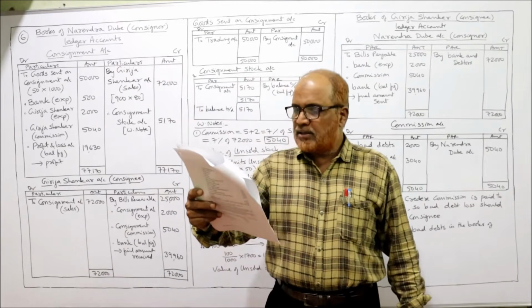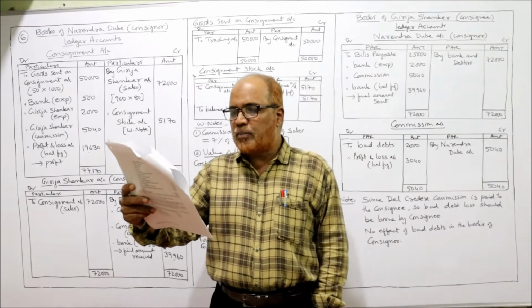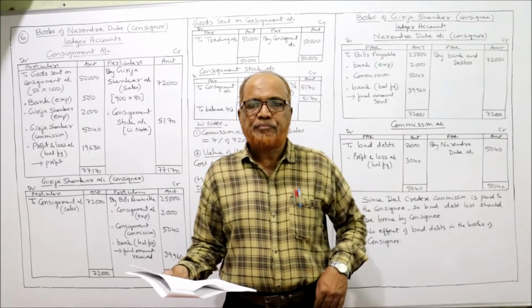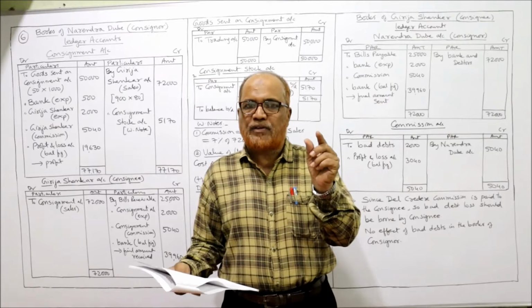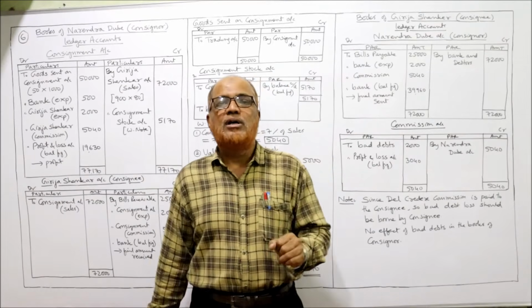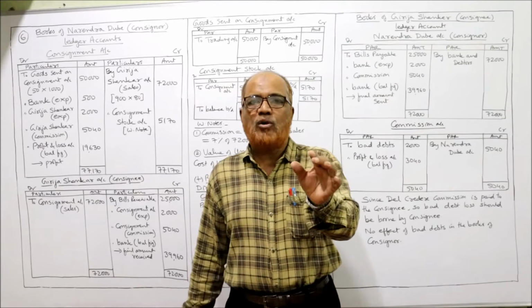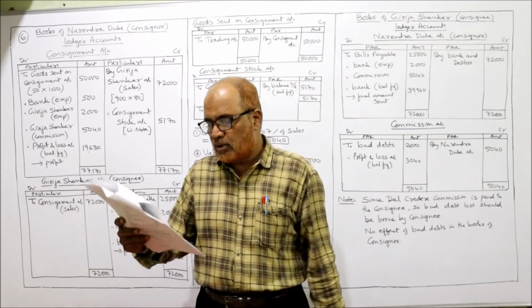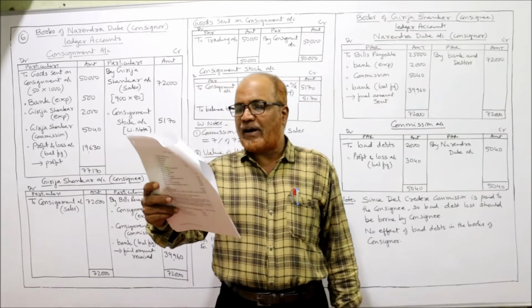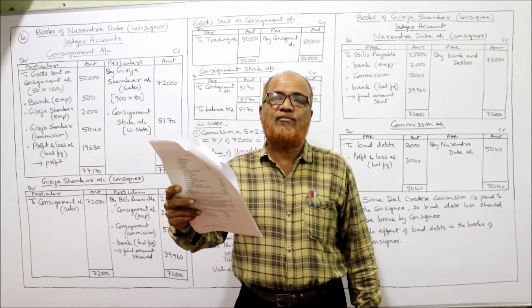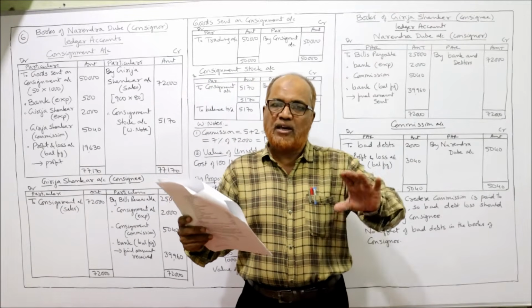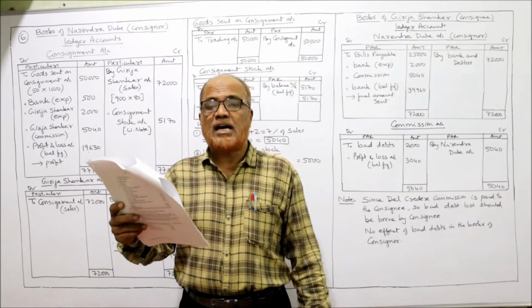Now the cost to Narendra Dubey was 50 rupees per unit. How many units are sent? 1000. So 1000 into 50, 50,000 rupees is the value of goods sent by the consignor to the consignee. He incurred 500 rupees as packing and forwarding charges. These packing and forwarding charges are borne by the consignor.